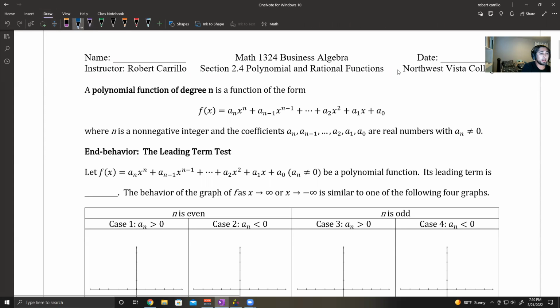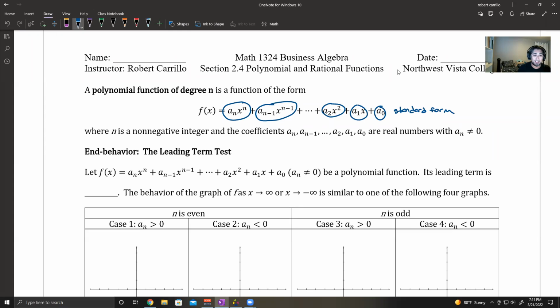And we see that a polynomial function of degree n is a function of the form... and you see all this lovely, complicated gibberish. So all this is the standard form of a polynomial. And this says that your leading term should be a sub n times x to the n. And then the next term would be a sub n minus 1 times x to the n minus 1, until you get to a sub 2 x squared, a sub 1 x, and a sub 0.